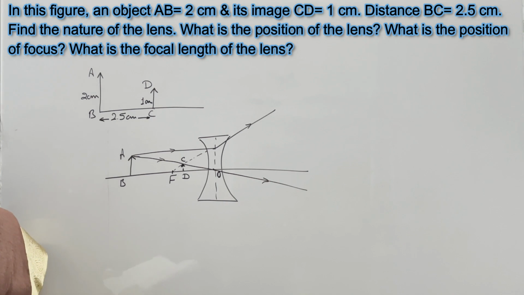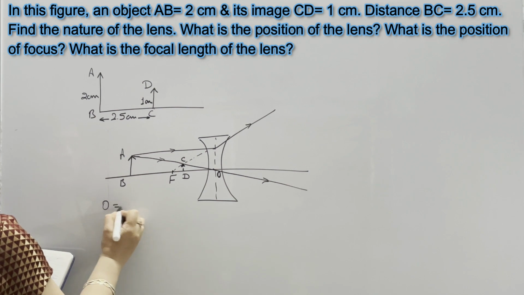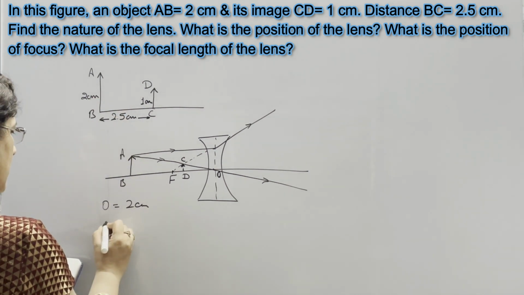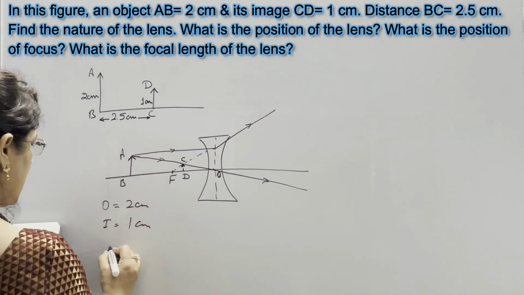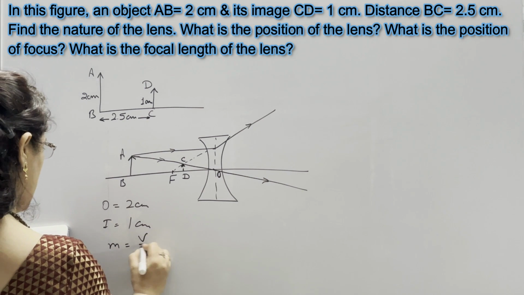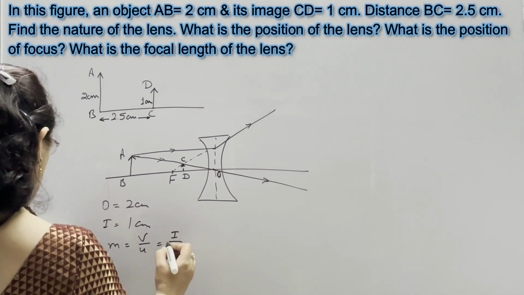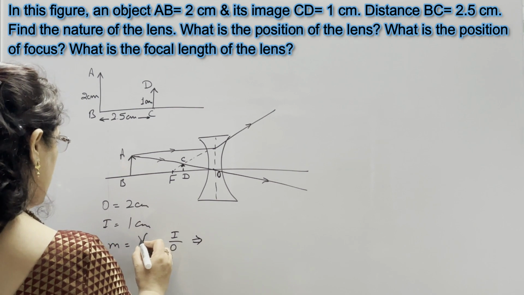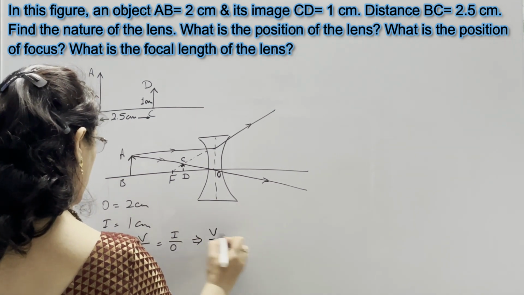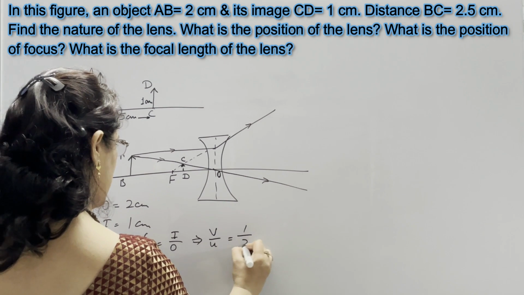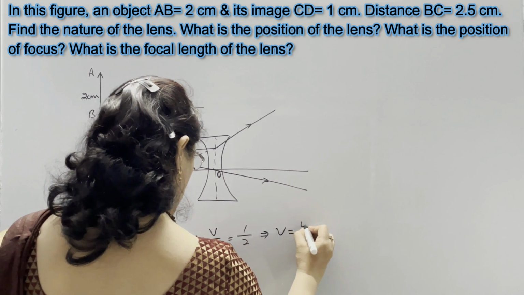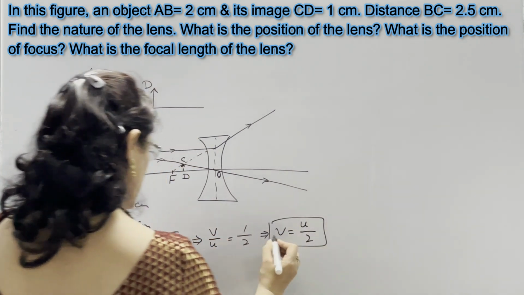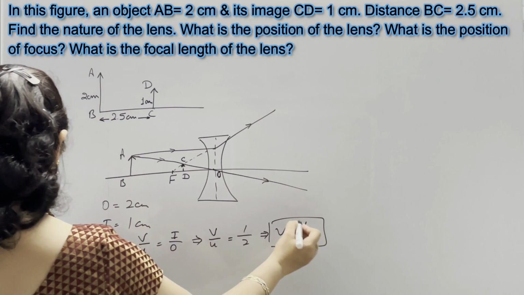Now in the last part, we have to find the focal length of this lens. Here O, it means object height, is given as 2 centimeter and I is given as 1 centimeter. So again, using the same magnification formula, M is equal to V upon U, or we can also take it as I upon O. Now the values of V and U we don't know, but we know the values of I and O, 1 and 2. So V is equal to U upon 2. This is our first equation of V in terms of U.